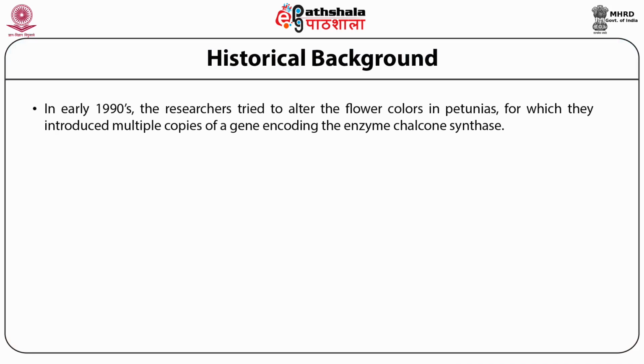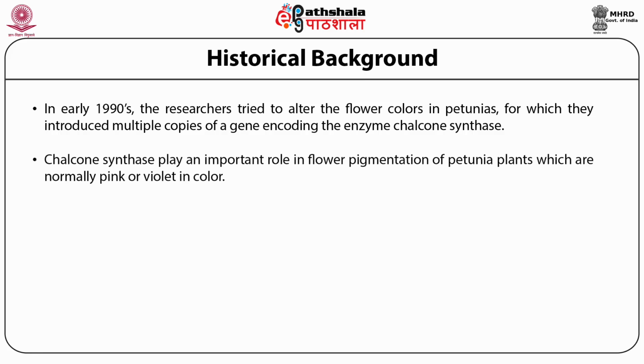The single-stranded antisense RNA molecules were simply introduced into plant cells, which subsequently hybridized to the corresponding single-stranded sense mRNA. In the early 90s, the researchers were trying to alter the flower color of Petunia by introducing multiple copies of the gene encoding the enzyme chalcone synthase. Usually, the color of petunias is pink or violet. The researchers wanted to increase the intensity of the color such that they could obtain darker color flowers, and the enzyme chalcone synthase plays an important role in flower pigmentation. So they thought by injecting multiple copies of this gene, they would be able to enhance the color.